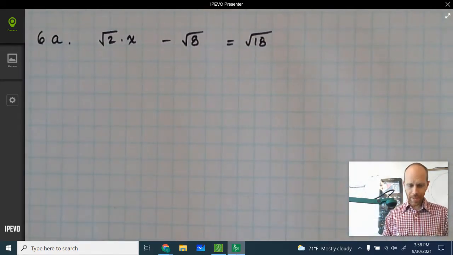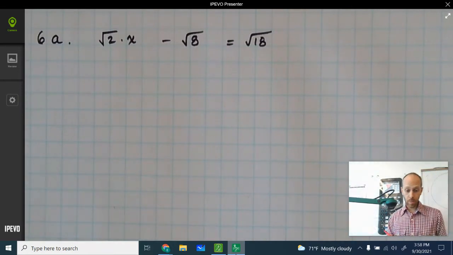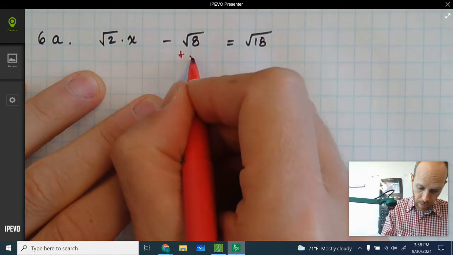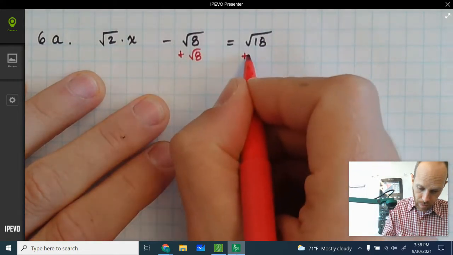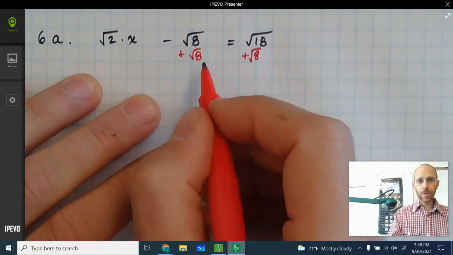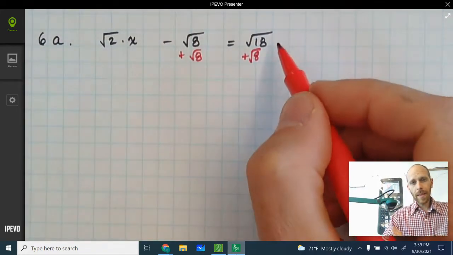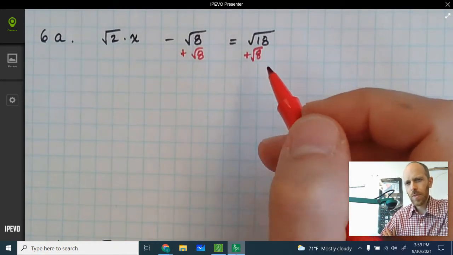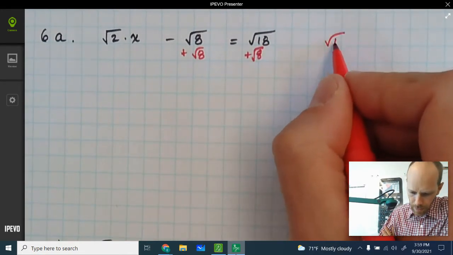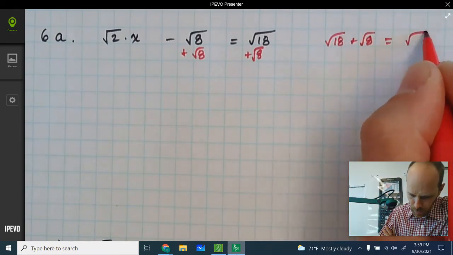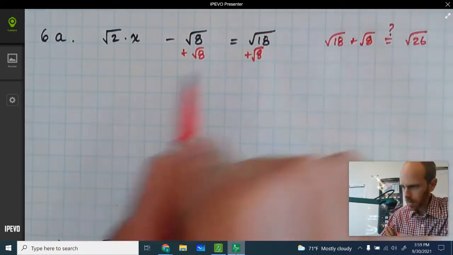Let me begin by talking about some bad ways to do this problem. So a bad approach to this problem would be this. Okay. We add roots of 8 to both sides. And then here, we're very tempted to say roots of 18 plus roots of 8 could that be equal to the square root of 26?